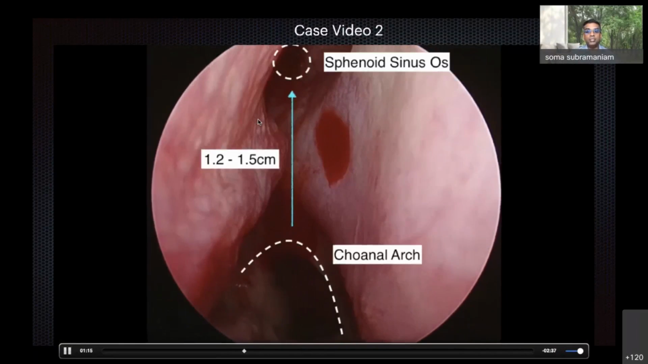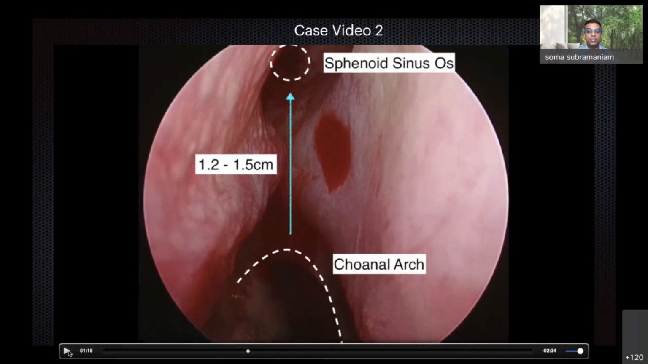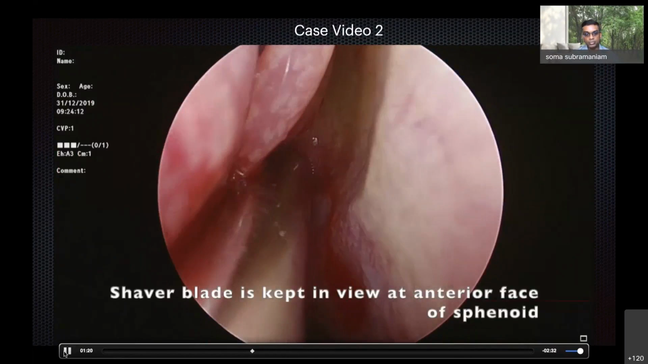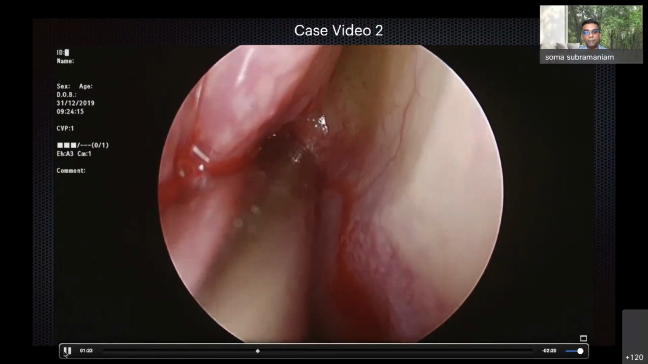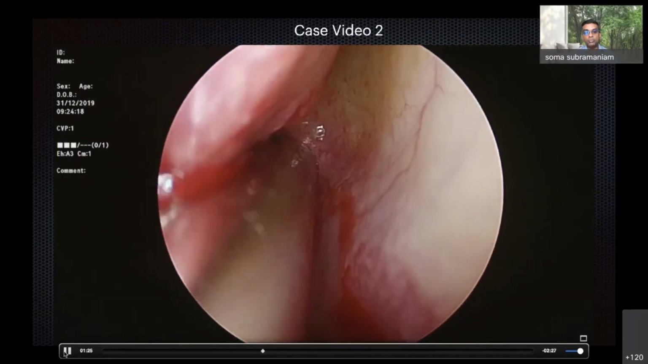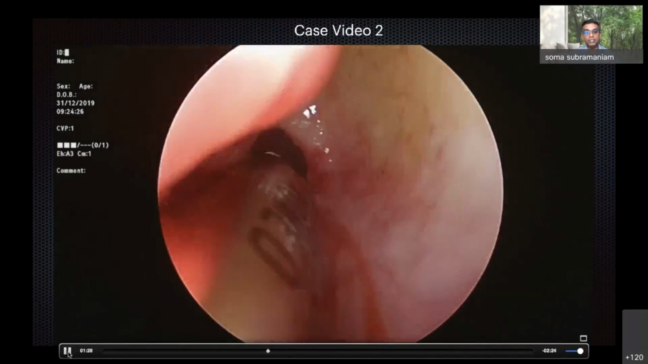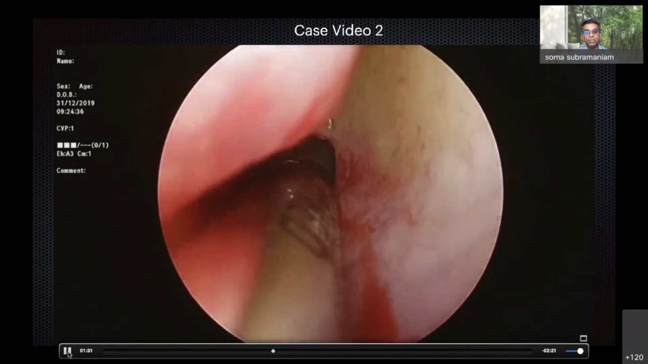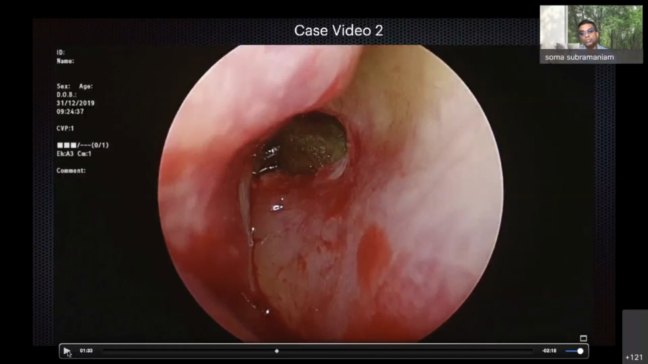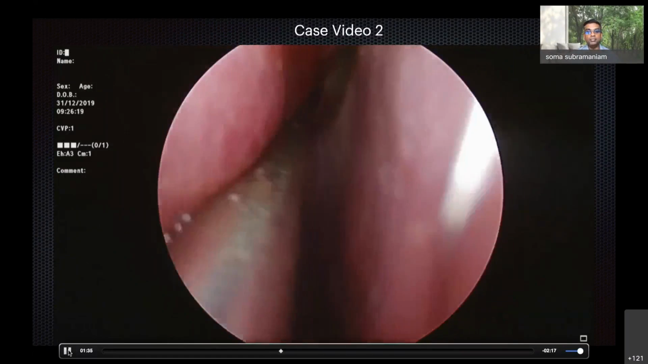So this is 1 in 80,000 adrenaline. And remember that the sphenoid sinus ostium lies about 1 to 1.5 cm above the choanal arch. So the shaver blade is actually kept in view all the way. And I use a shaver blade for this purpose because it has suction and cutting at the same time. Because you'll realize that in this region, it tends to bleed a lot and your visualization will obscure your view. So if you use cold steel instruments, it's going to take you a long time to actually get in. With the shaver, it's just a matter of seconds. You can see I've already made an opening through the sphenoid sinus ostium. Never put the shaver into the sphenoid sinus. Keep it at the anterior face. You can see the fungal disease there.